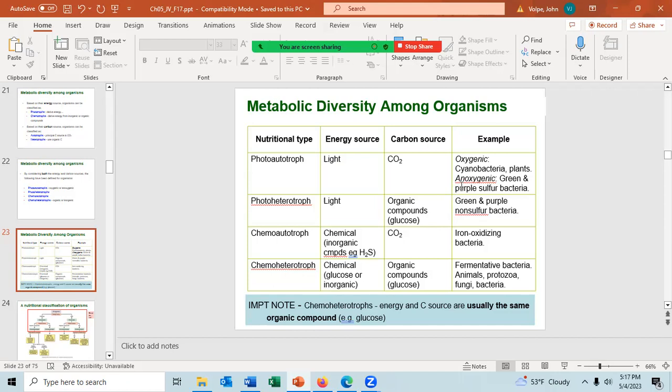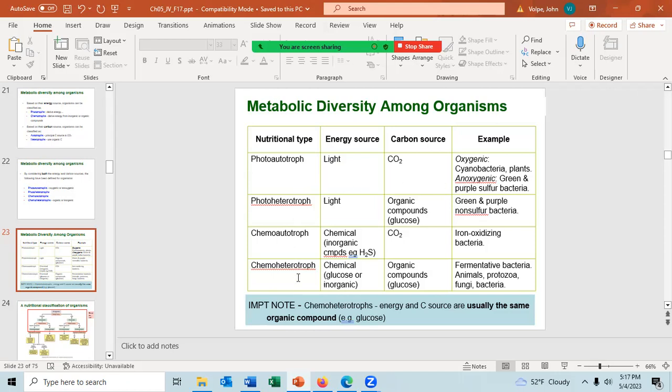There are anoxygenic photoautotrophs, and the green and the purple sulfur bacteria are photoautotrophs, meaning they're photosynthetic using light and CO2 for their carbon source, and they don't produce oxygen. And I don't think anyone's ever worked with the green and the purple sulfur bacteria, so you don't really need to know that. Let's move down to the chemoheterotrophs.